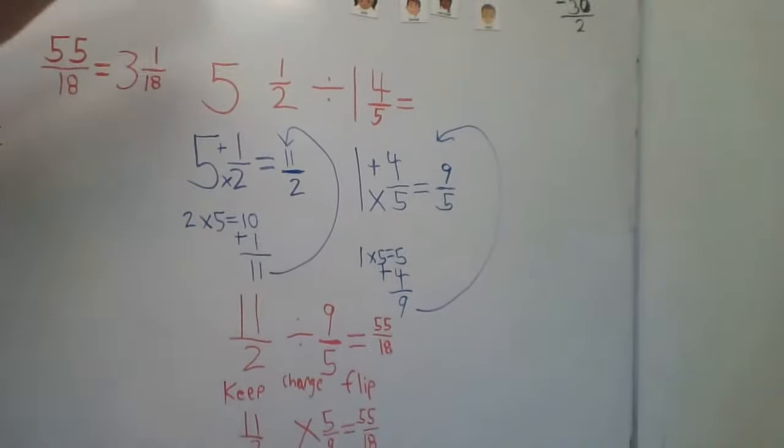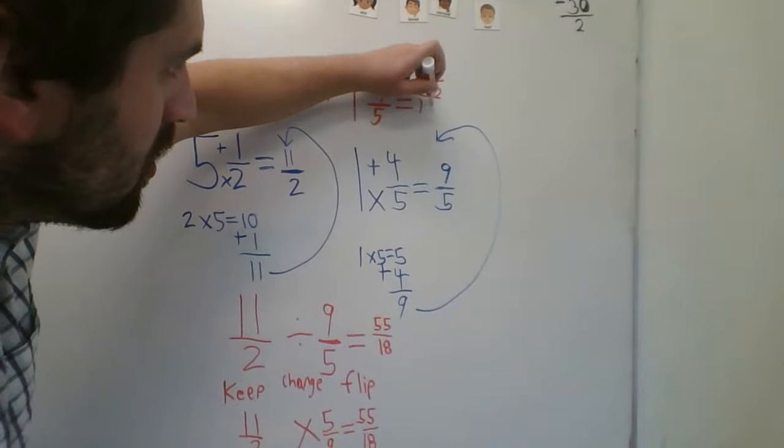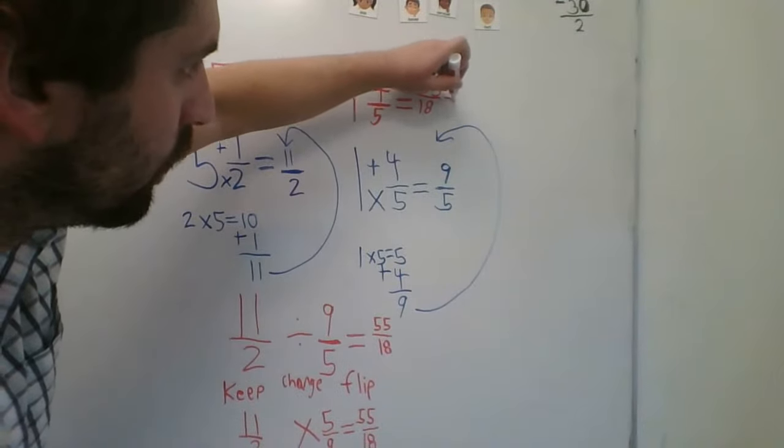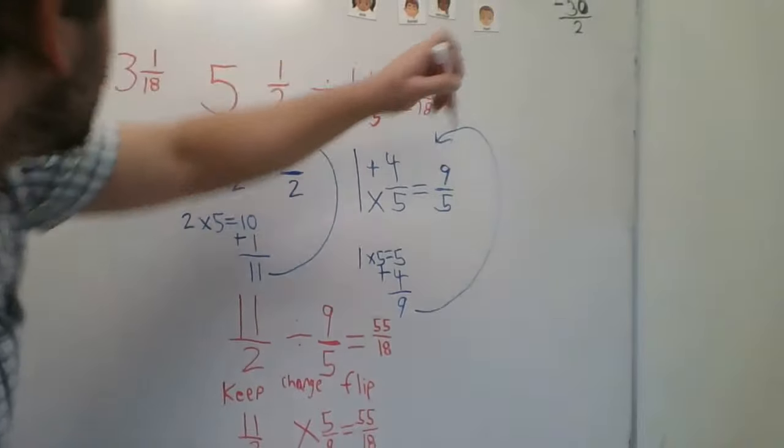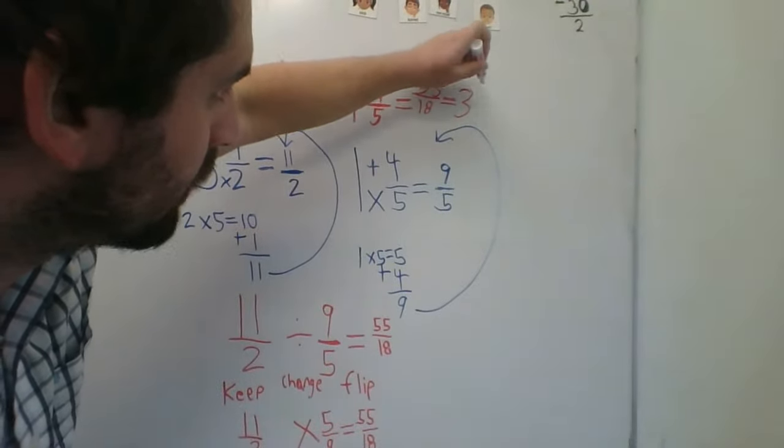So to recap, 5½ divided by 1 4/5 equals 55/18, which, when converted into a mixed number, equals 3 1/18.